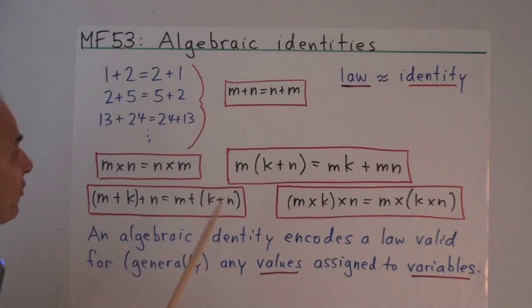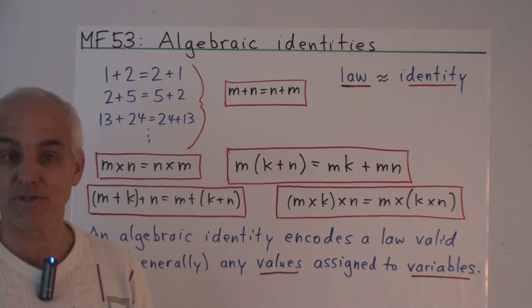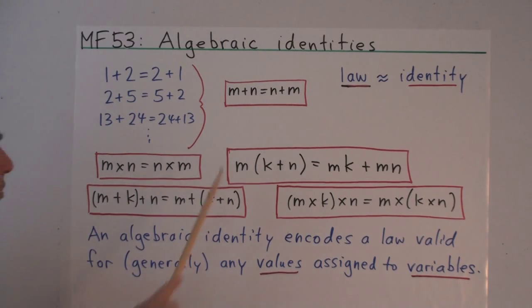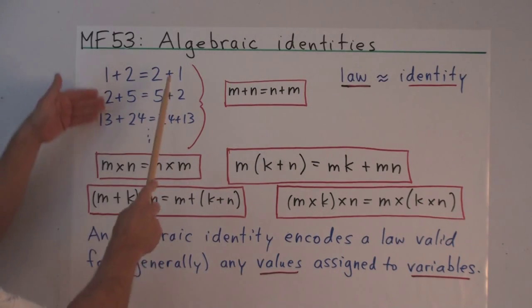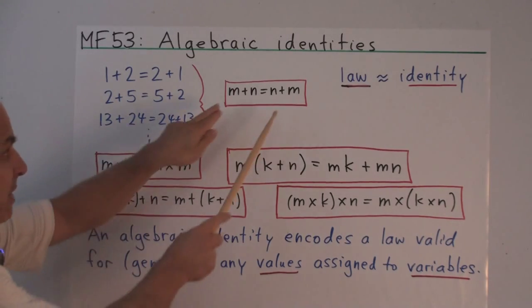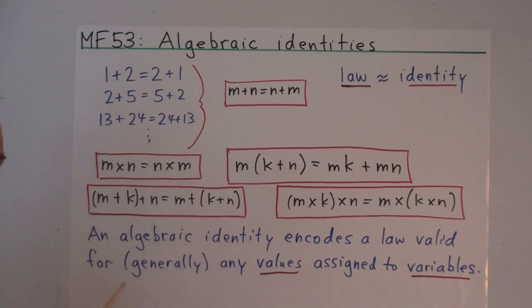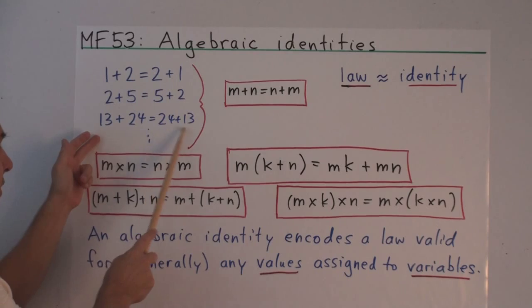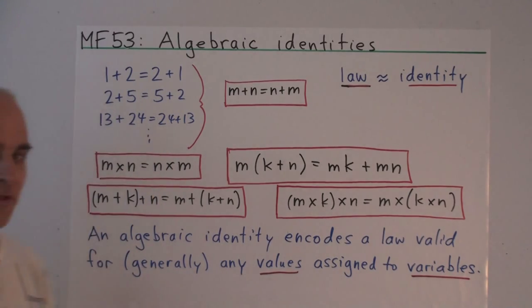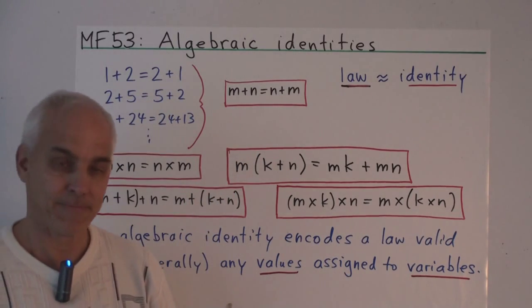For example, we observe that m plus n equals n plus m for any natural numbers m and n. So this one single expression captures at once a whole range of possible formulas valid for particular numbers. Special cases are 1 plus 2 equals 2 plus 1, or 2 plus 5 equals 5 plus 2, or 13 plus 24 equals 24 plus 13, or trillions of other examples you could come up with. All of these are special cases of this one law.